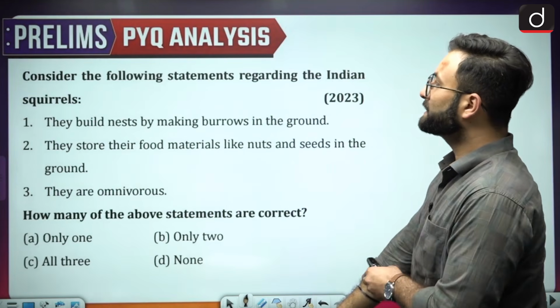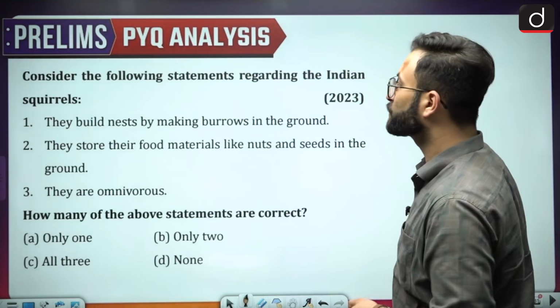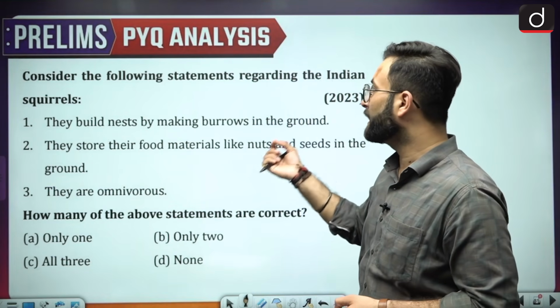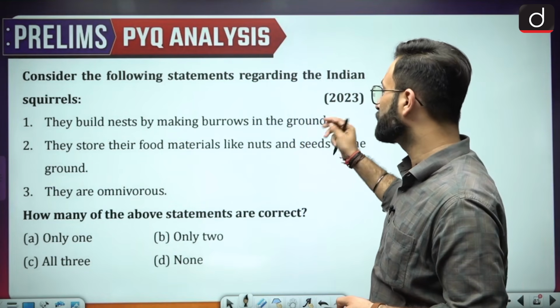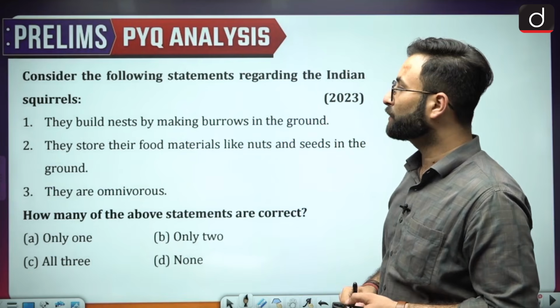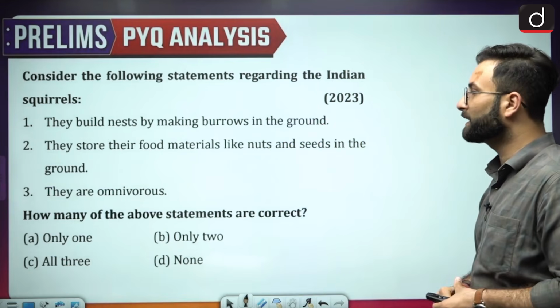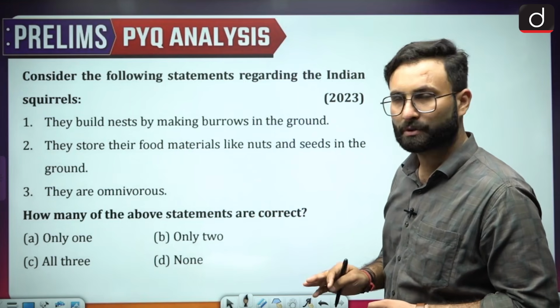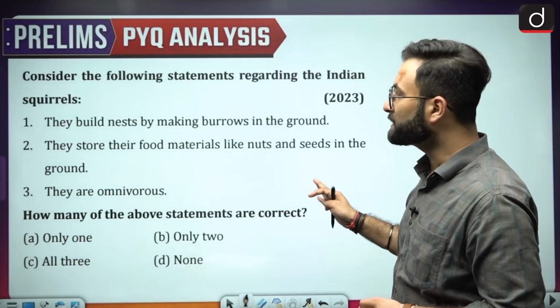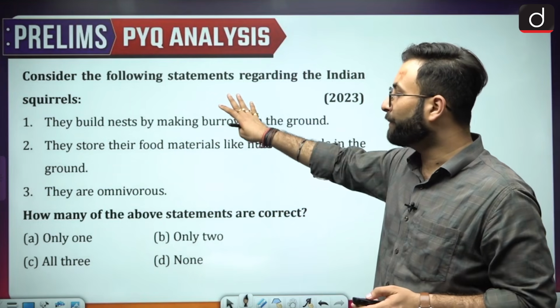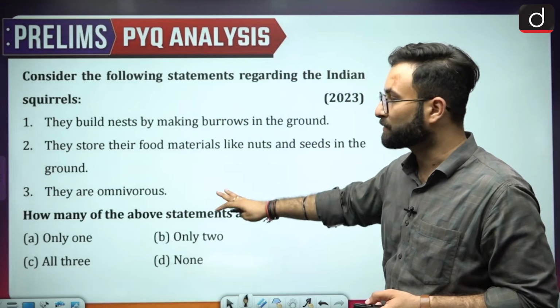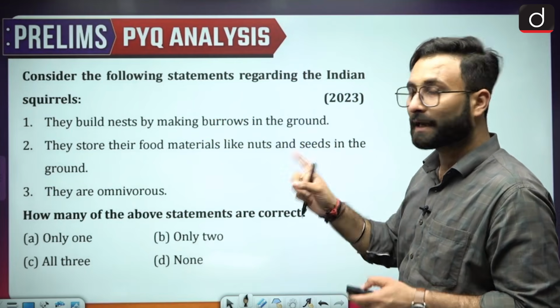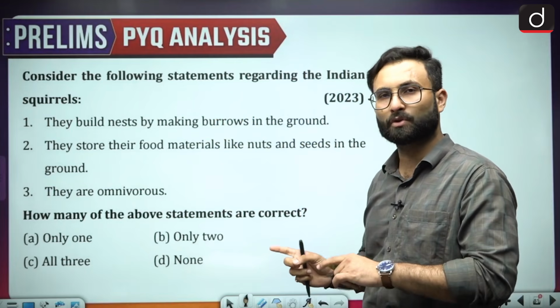Moving further, consider the following statements regarding the Indian squirrels. They build nests by making burrows in the ground. Next, they store their food materials like nuts and seeds in the ground, and they are omnivorous. How many of the above statements are correct? Now over here we might not be very sure about these things. So let's see what is happening. Again, this is a question which is to be solved with logic only.